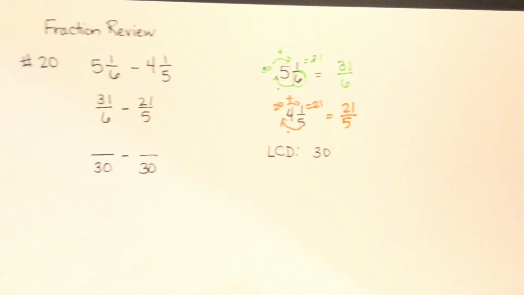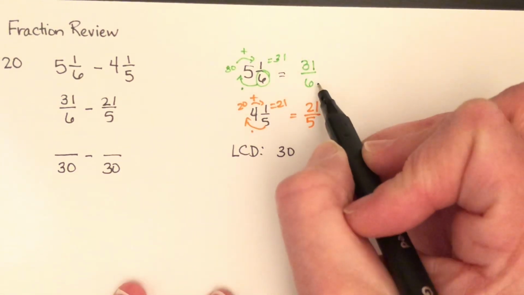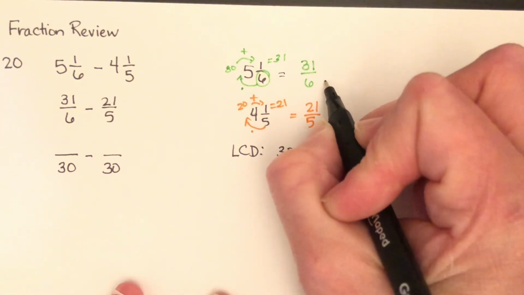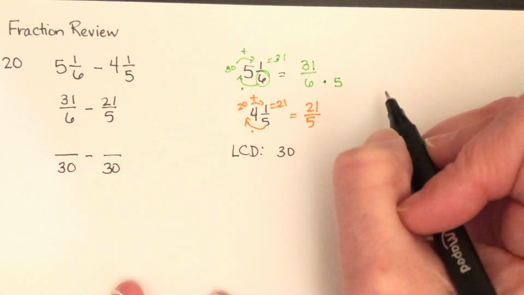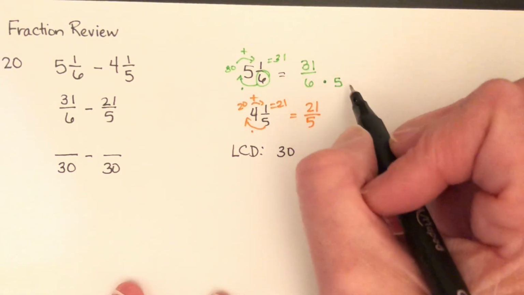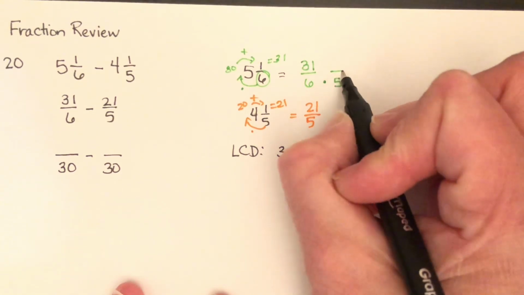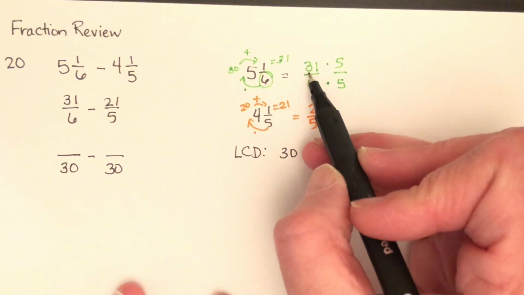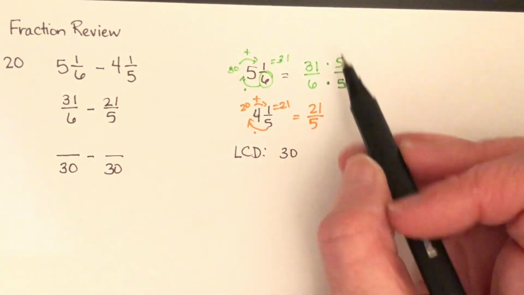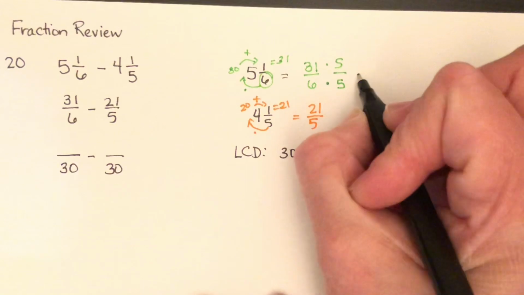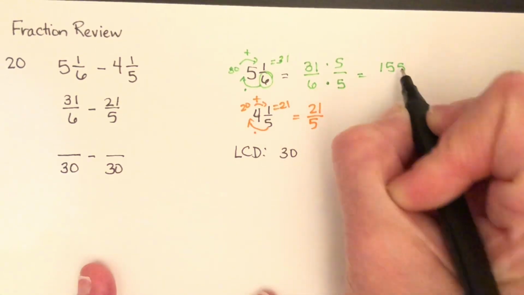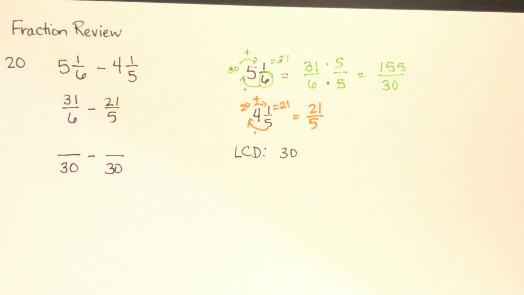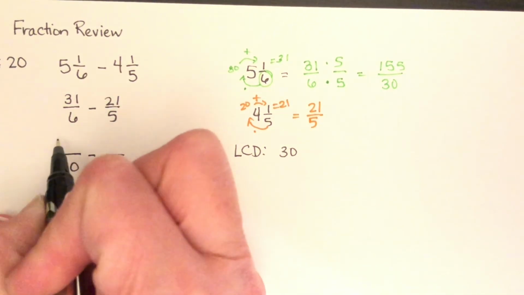Okay, so if I want to take 31 over 6 and change it into something over 30, that means this denominator here needs to be multiplied by a 5. Now, I want this to be an equivalent fraction, so really I need to multiply by 1, and 5 over 5 is 1. So I do 31 times 5, which is 155. 6 times 5 is 30. So what I have right here is 155 over 30.